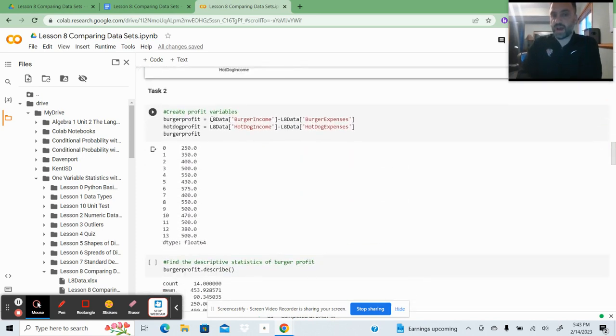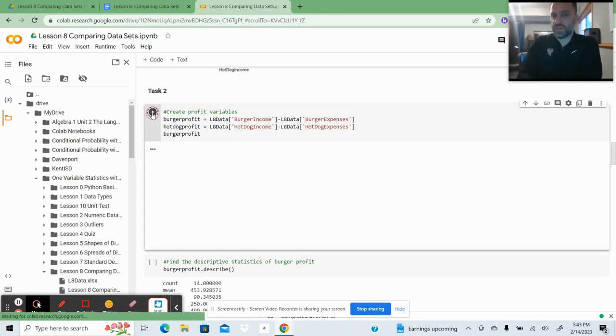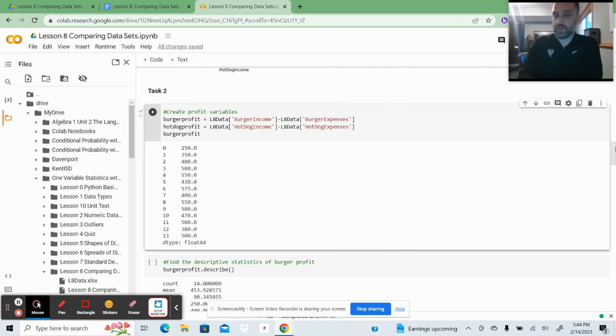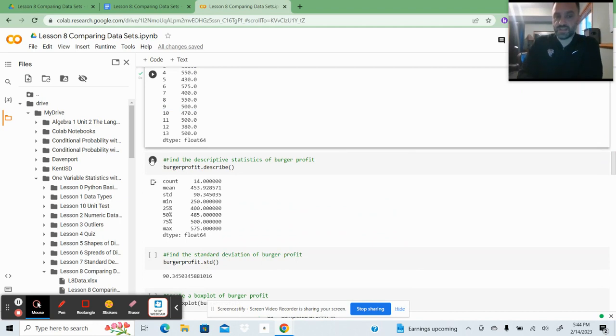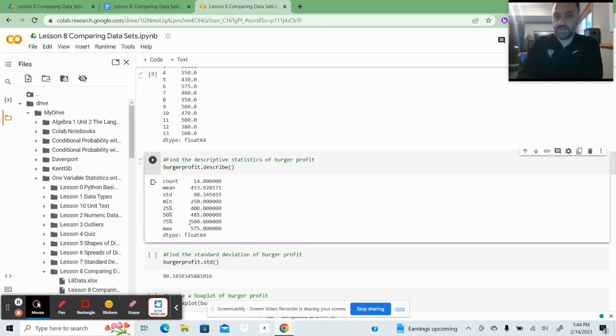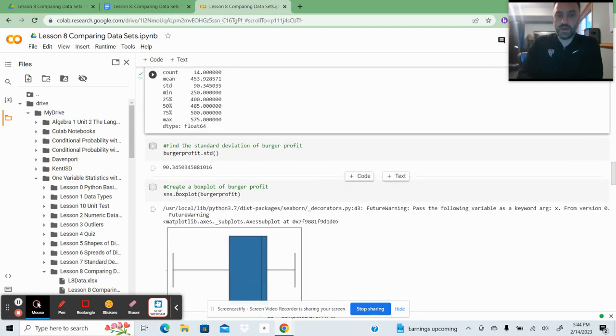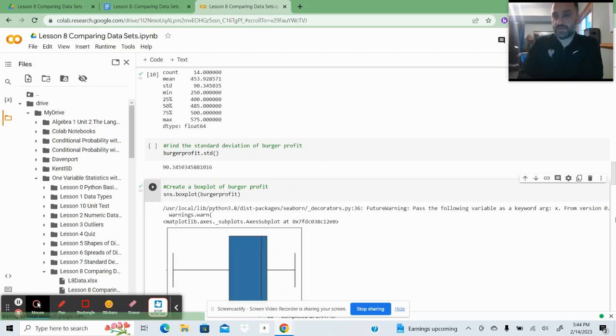So what I did is burger profit is the burger income minus the burger expenses, hot dog profit is that. And then once you create those, you can just print it out if you want to see it. So I could do the burger profit, and then I could also list this and do the hot dog profit to fill that column in. So now what I can do is find my descriptive statistics of the burger profit. And if you notice, the standard deviation is already in there. So really, I don't need to calculate that there. And then I can do a box plot of the profit.